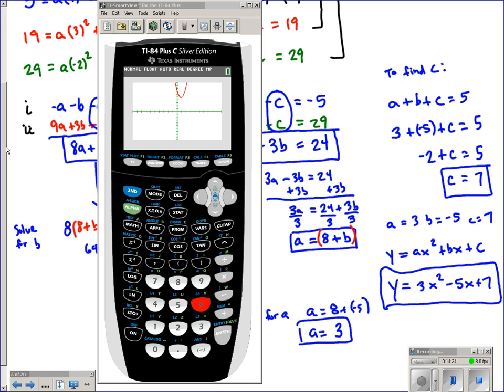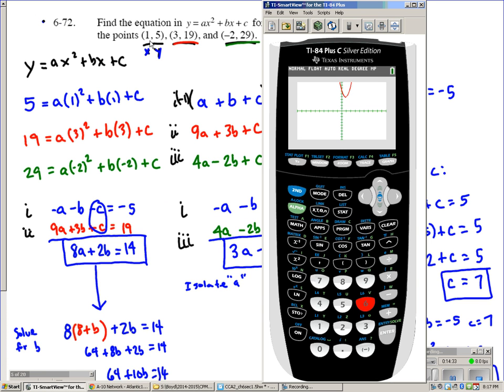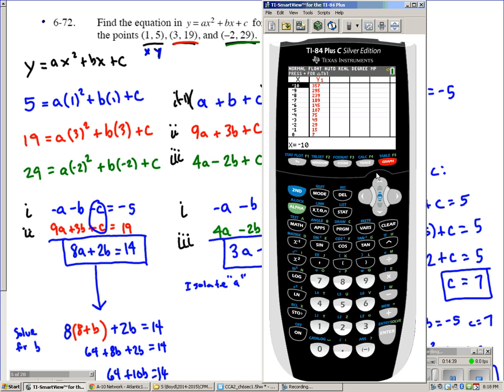Let me move back up to the top of our page here. We said that our parabola is going to pass through 1, 5, 3, 19, and negative 2, 29. So let's look at our table. At negative 2, you see that we are at 29. That works. Let's scroll down a little bit. There's that point there if you're looking for it. For 1, we have an output of 5. That makes sense. And then if we get our 3, 19, we're set. And you'll see right there we get it, 3, 19.